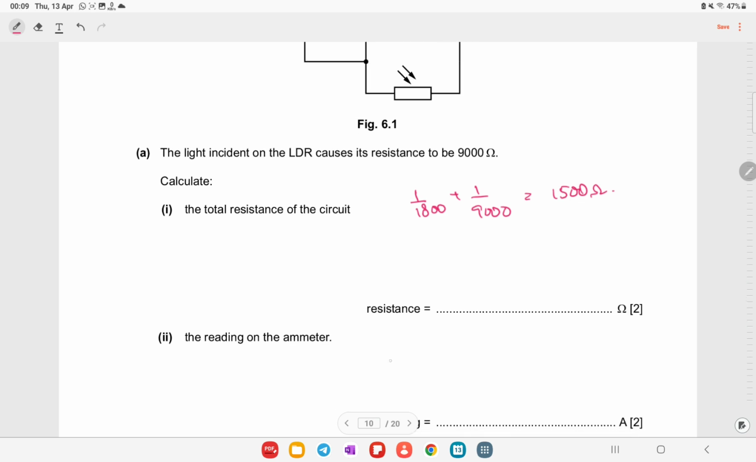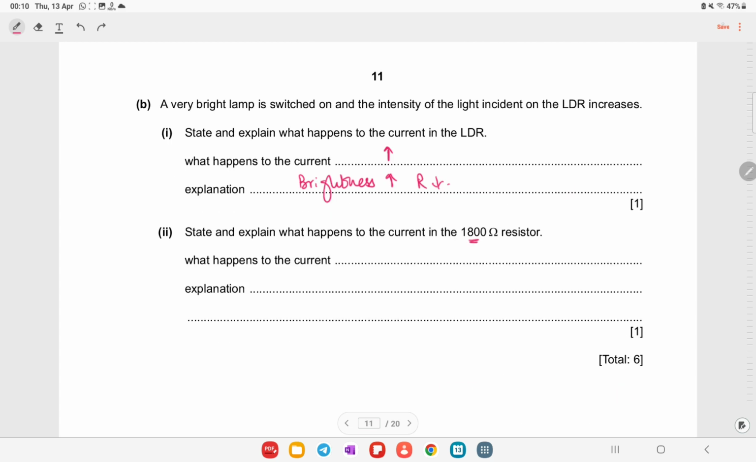Now the reading on the ammeter. We know Ohm's law: the ammeter measures the current, so voltage divided by resistance. Voltage is 4.5 and resistance is 1500. So the current is 0.003 ampere, or 3 × 10^-3 amps.